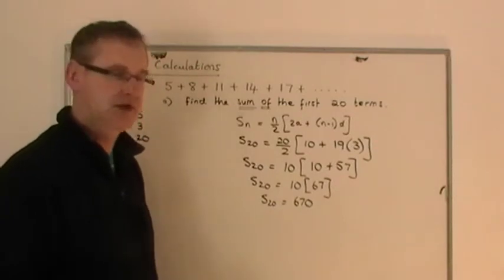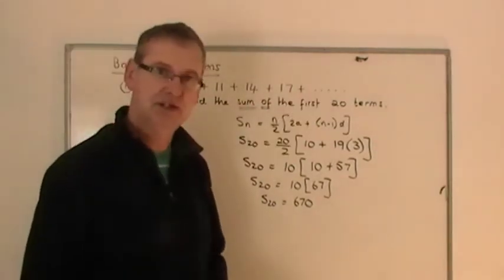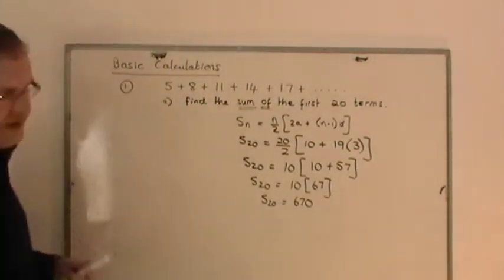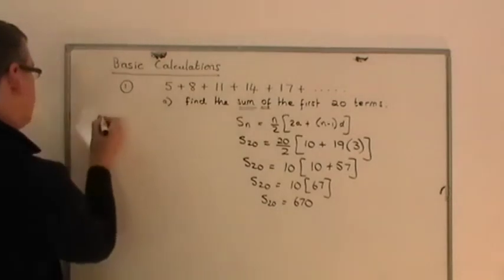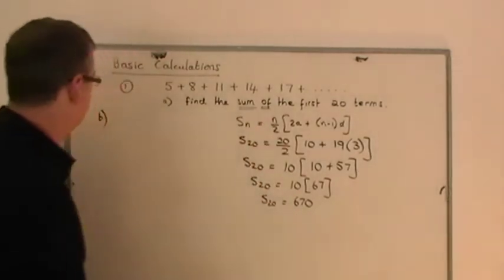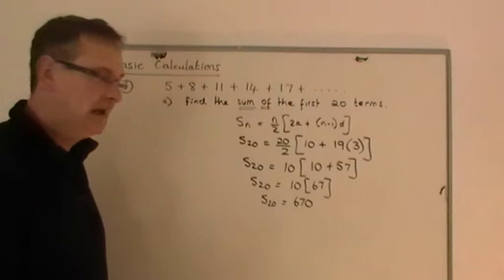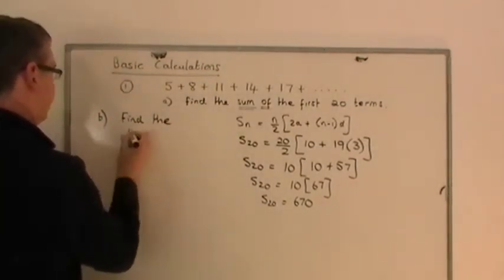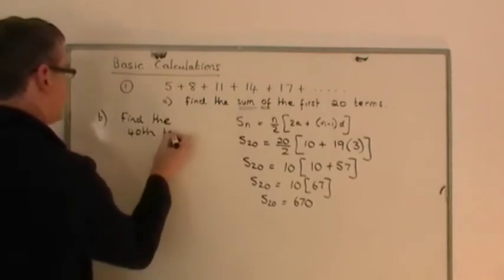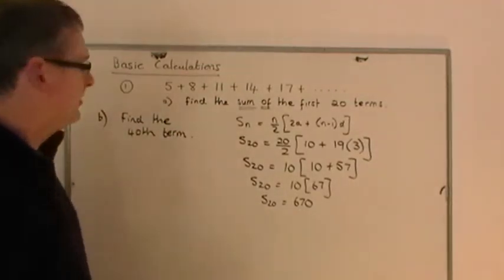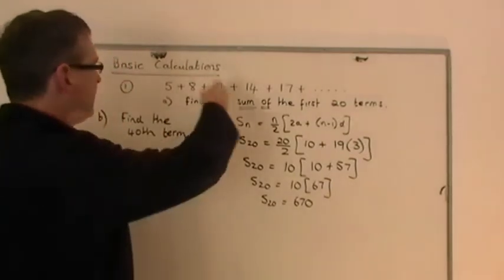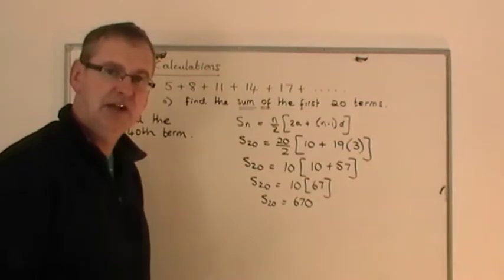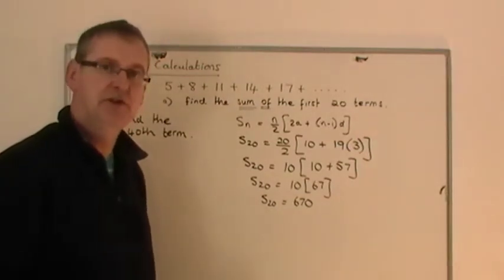That's a typical question they could ask you about a given arithmetic series. Okay. Now, another sort of part that they could ask you. Part B, they may ask you something like this. Find the 40th term. So what they want to know is, what is the 40th term? So if you were to carry on going, adding 3 each time until you got to the 40th term, they may ask you, what is the value of that 40th term?